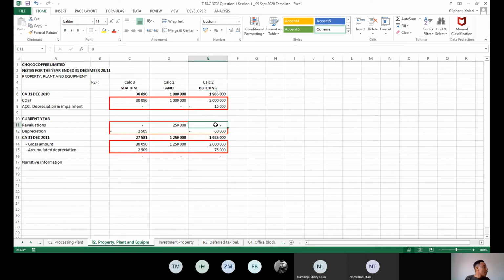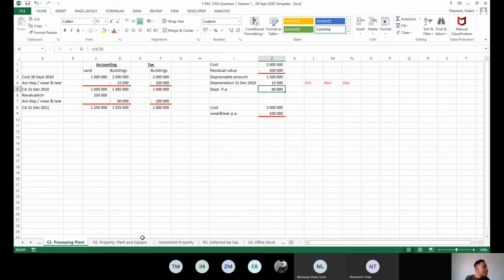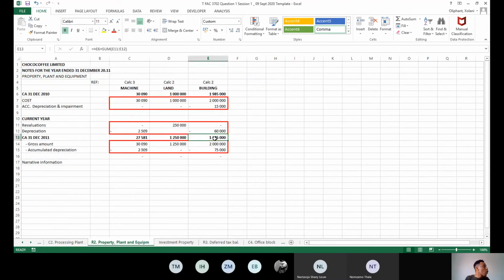Fine. I know that there were no revaluations in the building for the current year. It only relates to land. For the building, there was nothing in the current year. Fine. I know my depreciation per annum, as I calculated here, is 60K. Then I know what my carrying amount is. And this reconciliation as well is very important, right? Because whatever you have here needs to agree with your carrying amount in the current year, right? Fine. We'll get to this information later on in the question.